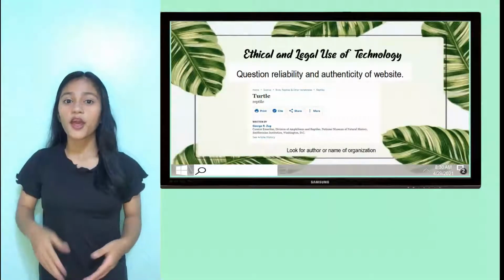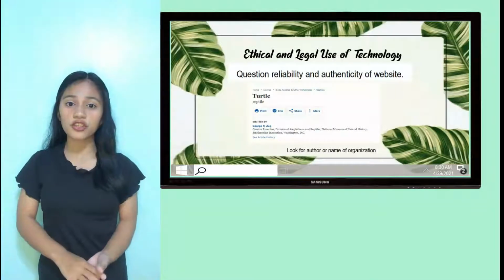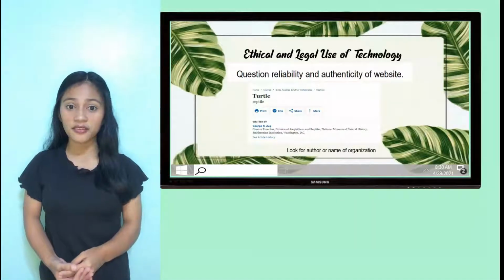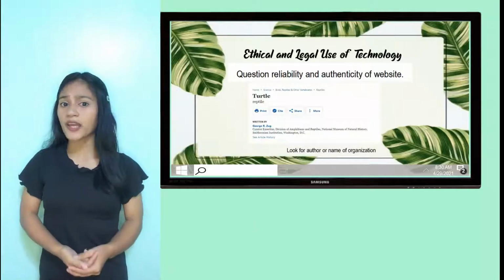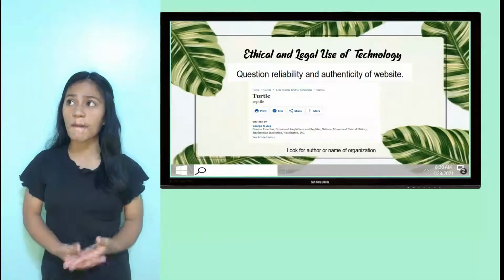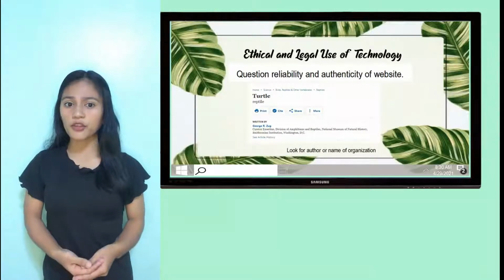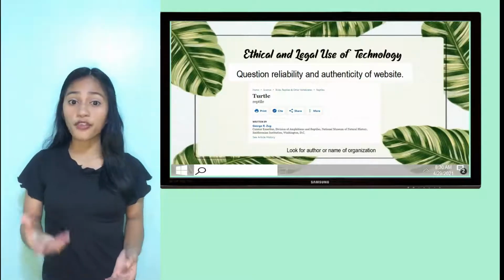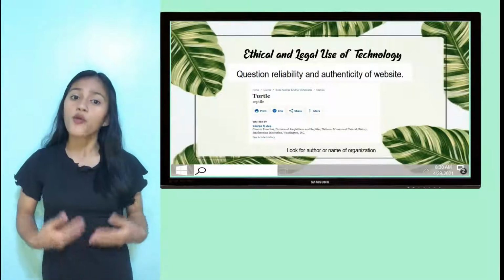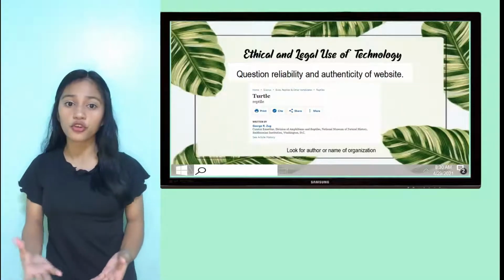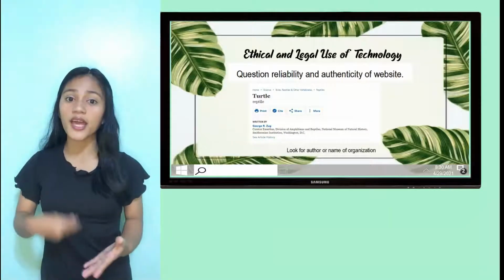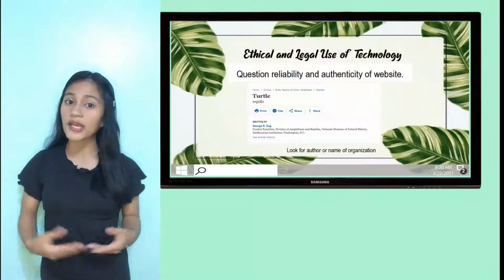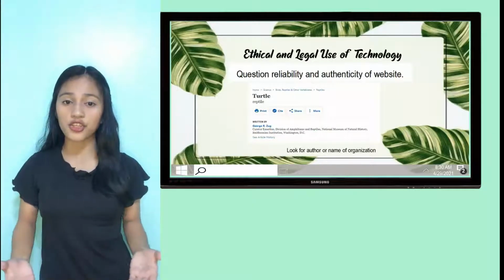And then the next one, we must be able to teach our students how to question the reliability and the authenticity of a website. We know that there are a lot of websites on the internet. There are some that are reliable and there are some that are just made by other people who are not credible enough to provide that information. So we as teachers must teach our students how to look for websites that are reliable and authentic enough for them to use as a reference when it comes to studying or improving their knowledge in our topic.